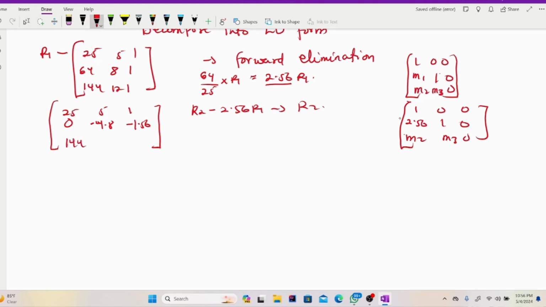The next multiplier is simply going to be as follows. Here is 144, here is 12, here is 1. For the next multiplier, I'll take 144 over my pivot row, which is R1. So I'll have 144 over 25 times R1 as my multiplier. And what is 144 over 25?